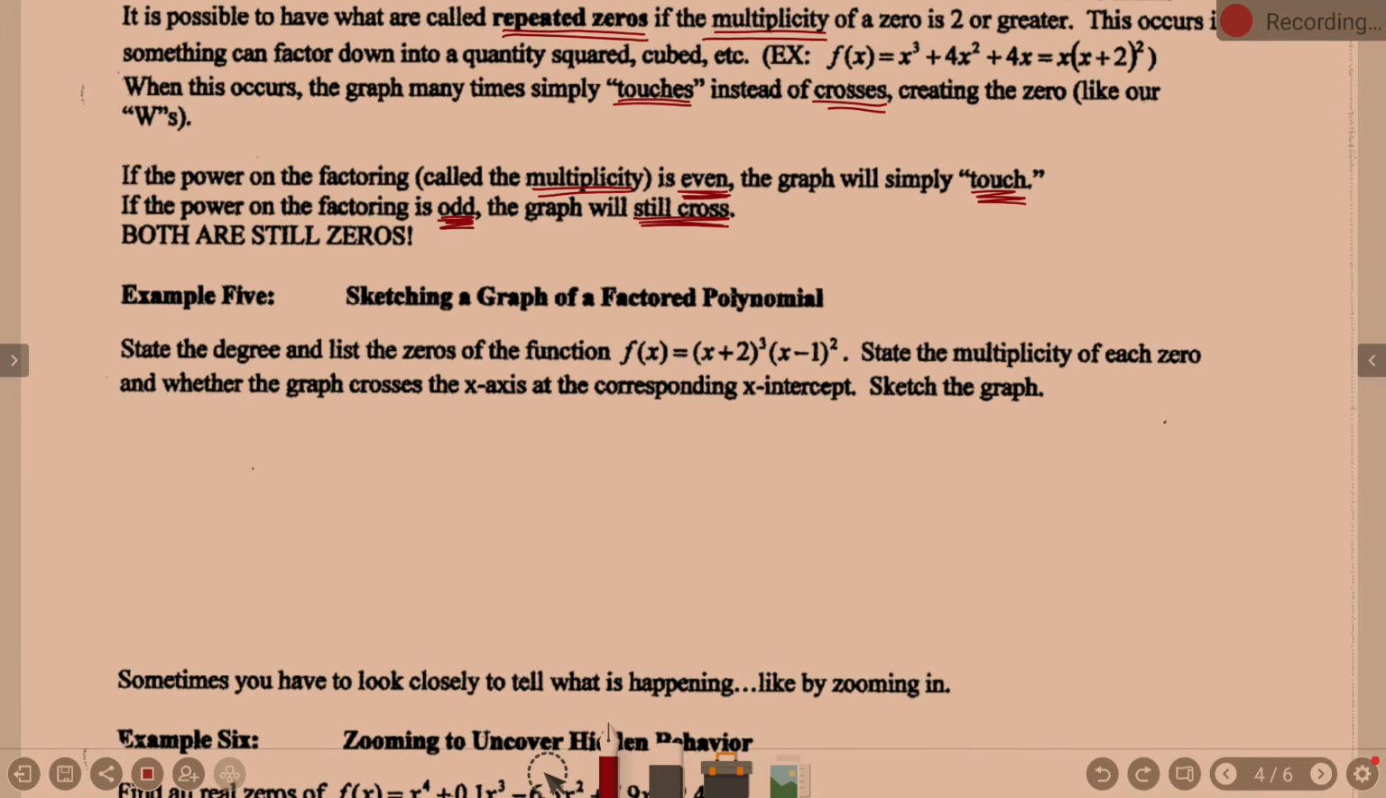Now, let's see. Let's look at example 5. This asks us to state the degree and list the zeros of the function. Then we're going to state the multiplicity of each zero and whether the graph will cross the x-axis at the corresponding x-intercept or if it will just touch it. Okay? So, lots of different things. Stick with me here. Let's start by talking about the degree.